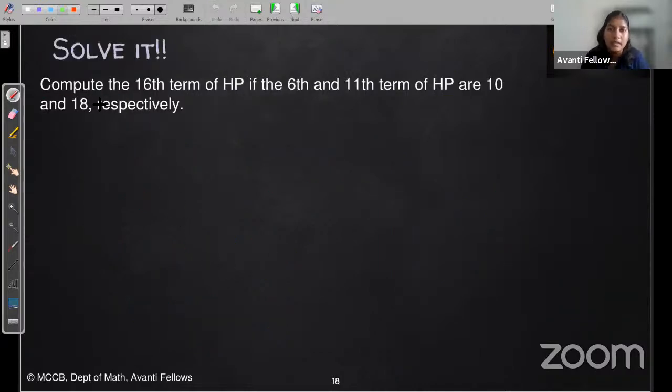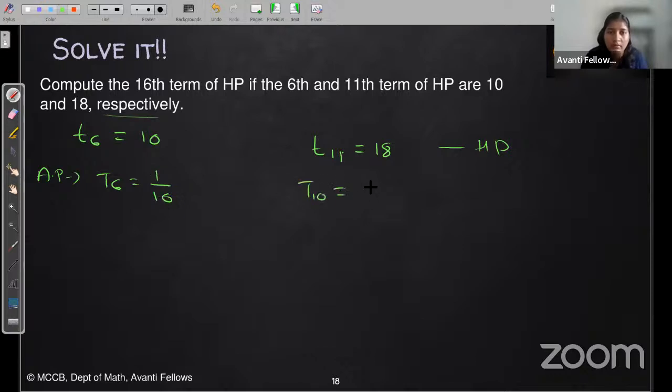Next, there's a problem here. They're asking us to compute the 16th term of an HP if the 6th and 11th terms of the HP are 10 and 18 respectively. So the 6th term of HP is equal to 10 and the 11th term of HP is equal to 18. These are in HP. If I consider the AP, then the 6th term will be the reciprocal of this, 1 by 10, and the 11th term will be 1 by 18. Correct?